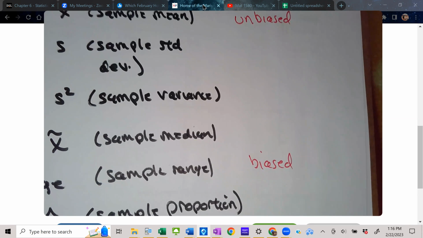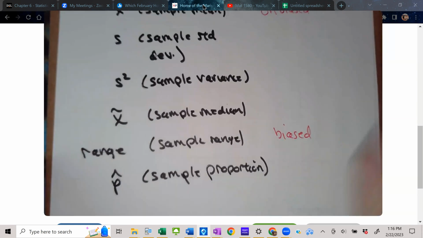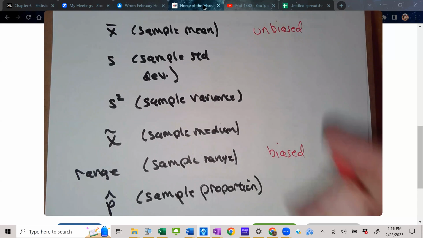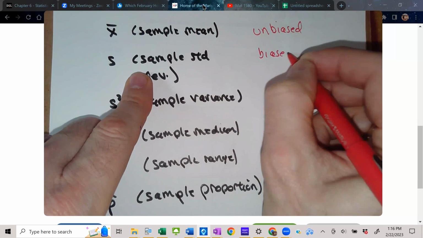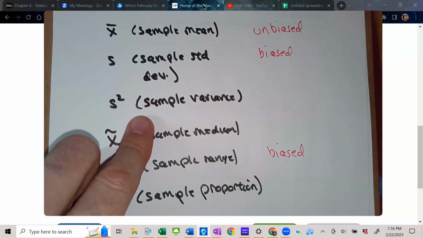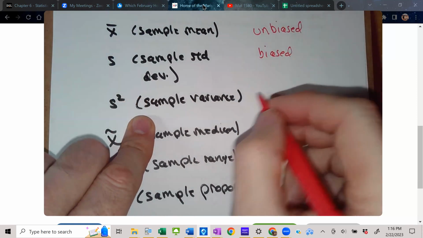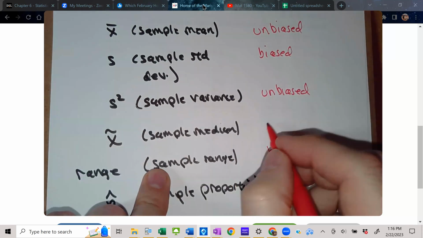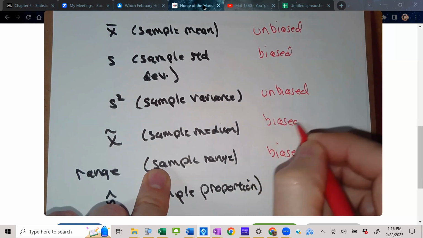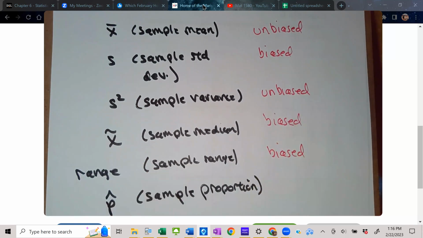Now the work for the rest of these things is a little bit challenging. So let me give you some of them. Sample standard deviation is a biased estimator, although the bias is small. Sample variance is unbiased. Sample median is biased. And for sample proportion, we're actually going to look at that and see if we can figure out if it's biased or unbiased.